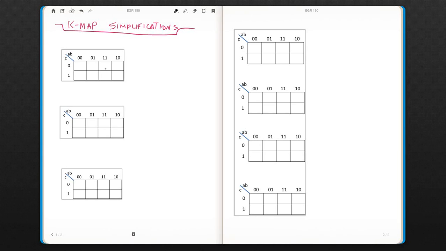These are simple, basic simplifications using K-map for three variable functions. So here is our first example. We have a Karnaugh map of these ones only. If you look at these, the function would be A' B' C' or A' B' C. So here is a C' and C, and these are the common terms.